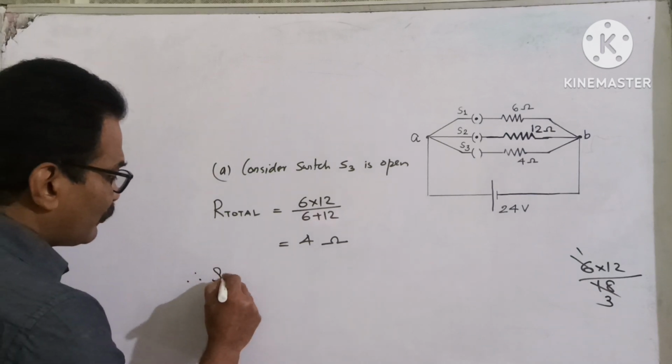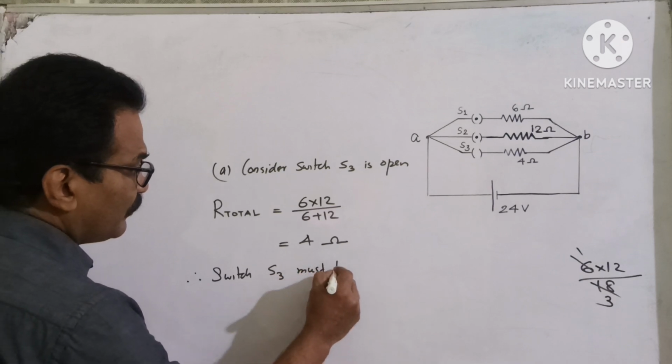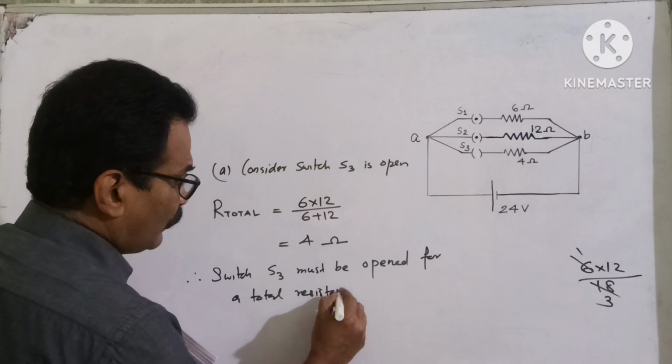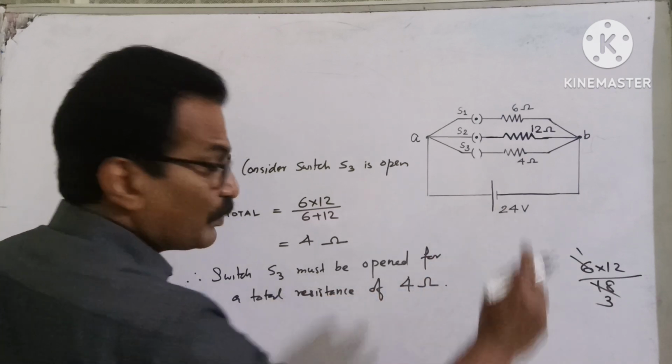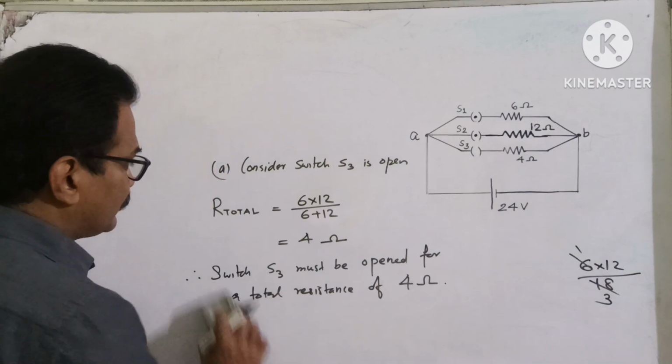Therefore, switch S3 must be open for a total resistance of 4 ohm. Now, let us go for the next question.